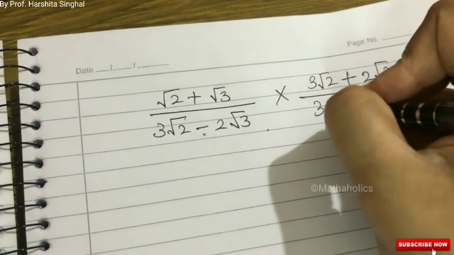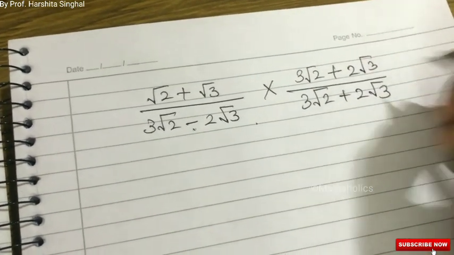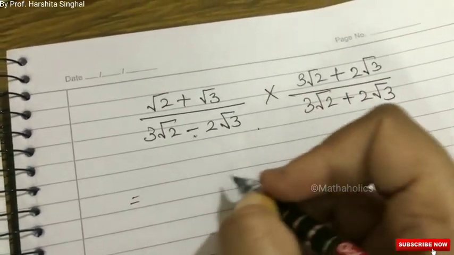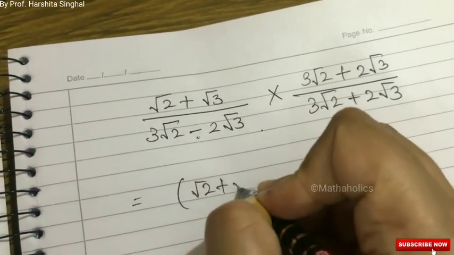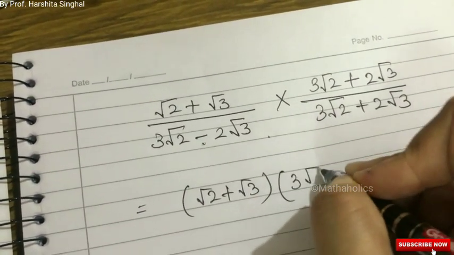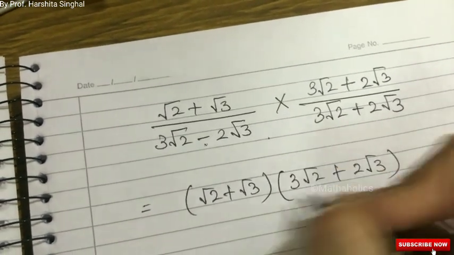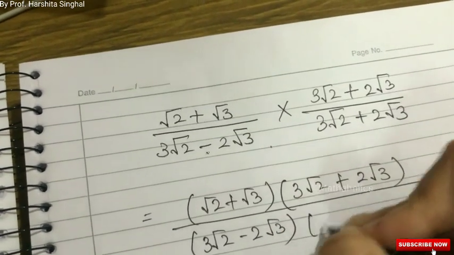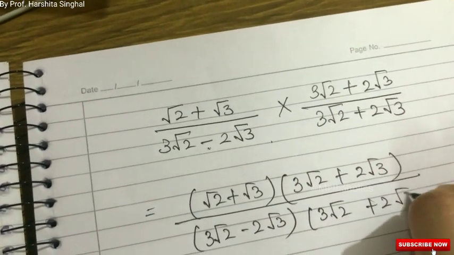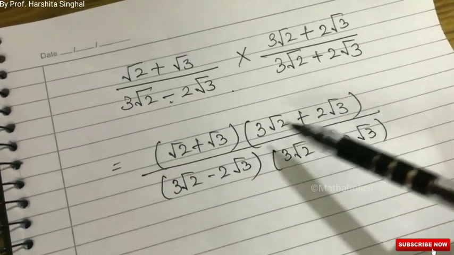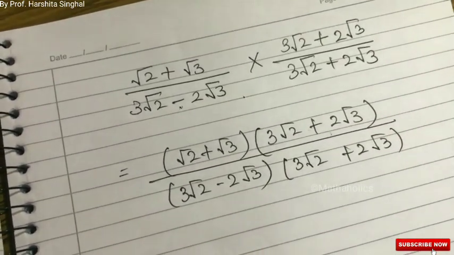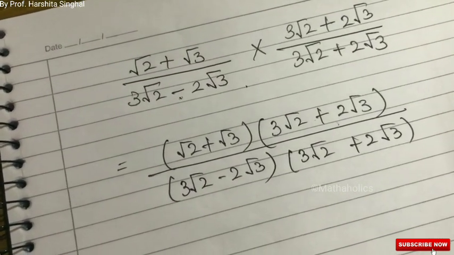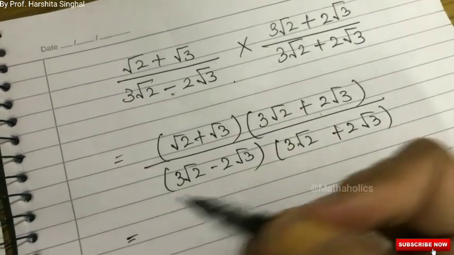Okay, now this question is a little different from the previous one. Root 2 plus root 3 will be multiplied with 3 root 2 plus 2 root 3, and in the denominator it will be 3 root 2 minus 2 root 3 times 3 root 2 plus 2 root 3. Now here in the numerator you can see both the binomials are different. So what we have to apply here is the multiplication of binomials that I have already told you in the subtopics.